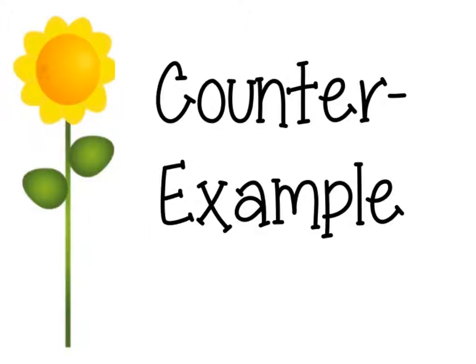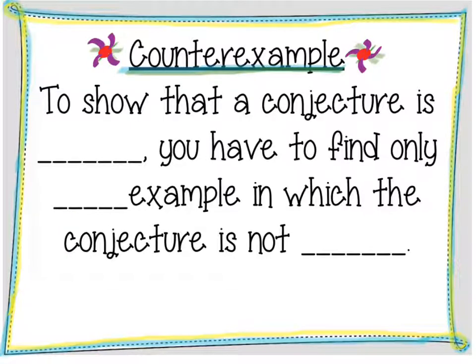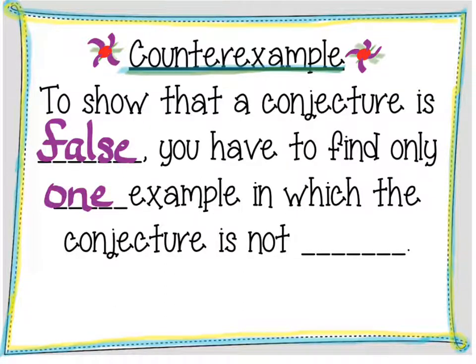Okay, and now let's take a look at the word counterexample. A counterexample is basically a way to show that something's not true. So to show that a conjecture is false, you only have to find one example in which the conjecture is not true. So again, in Holly's situation with the Chinese restaurant, we could come up with many examples in which her conclusion was not true, or her conjecture was not true.